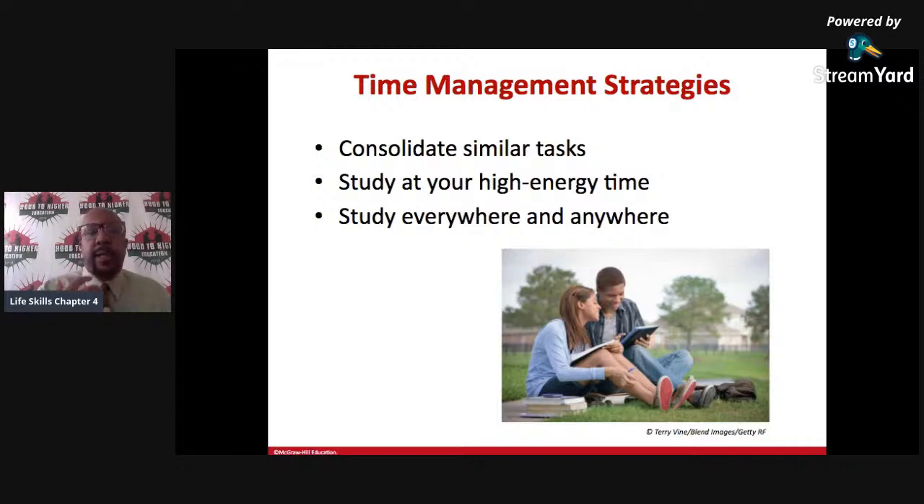Study at your high energy time. In the previous chapter, we talked about biorhythms and how I am a morning person. I am at my best in the morning. This is typically 6 a.m. to 9 a.m. In the nighttime, this is when my partner is at her best. So paying attention to our biorhythms is how we can peak our performance. Study everywhere and anywhere. But ideally, for most people, you want to try to pick a place that's quiet. Some people can study with noise, whether it's white noise or music in the background. You have to figure out what works best for you.